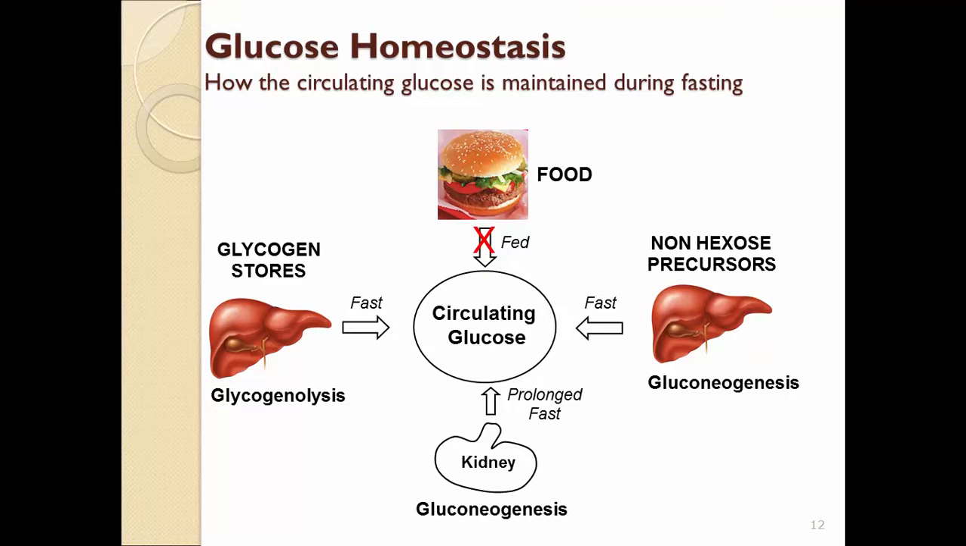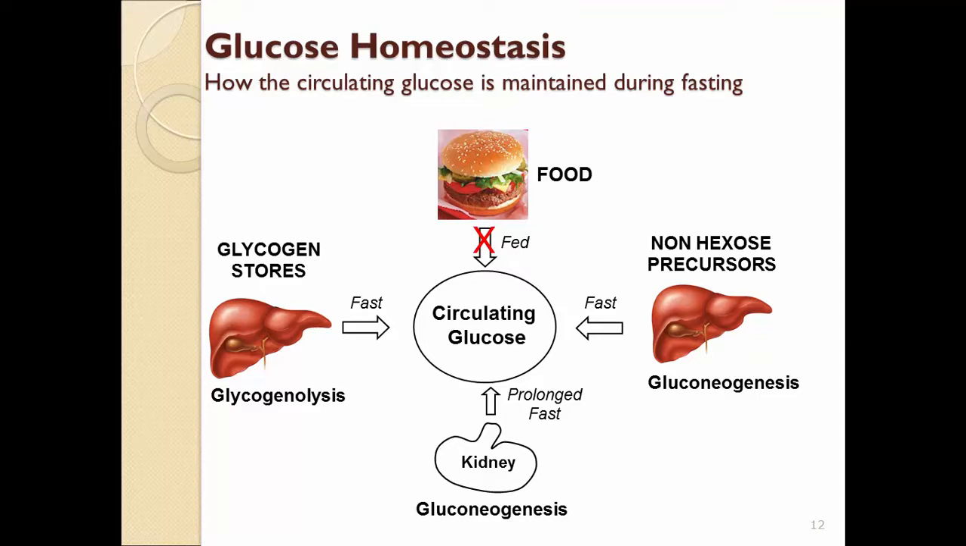Now, how about during fasting? We don't have glucose from the food, but we need to maintain the glucose level in the circulation, because the brain is very important, and red blood cells also rely only on glucose for energy, right? So for this reason, our blood glucose has to be maintained in the normal range. Otherwise, we have trouble with brain function and red blood cells.